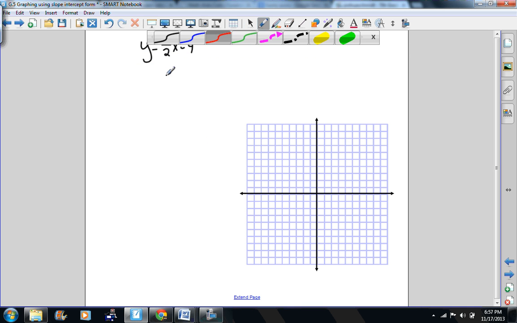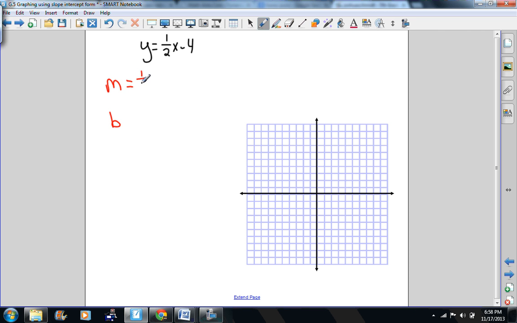Same idea. We have to identify an m and a b. Our m in this one is 1/2, right there, and our b is a -4. Now, we always turn b into an ordered pair by putting a 0 in front and -4 there. And we graph always on this, always the b first. That's ordered pair, 1, 2, 3, 4 down. And then we use our slope, rise over run, to find another ordered pair. So we're going to go up 1 and over 2 from this point, not from the center. So we go up 1, over 2, and now we can graph our line.